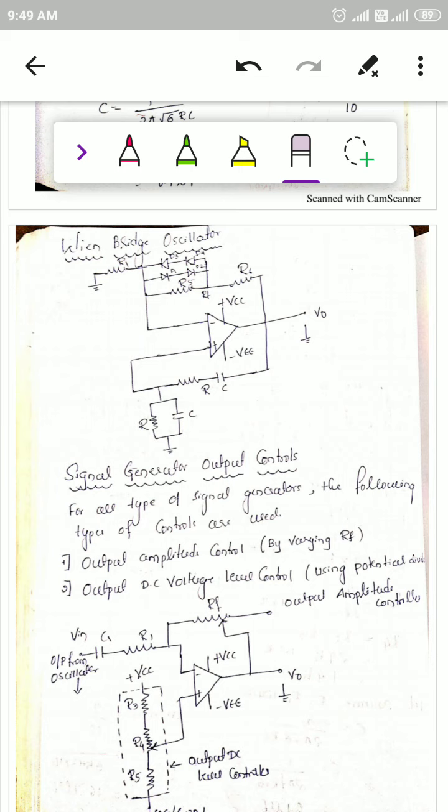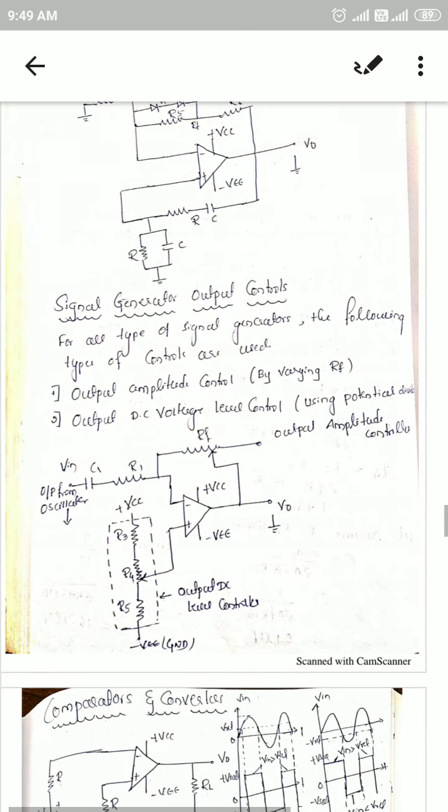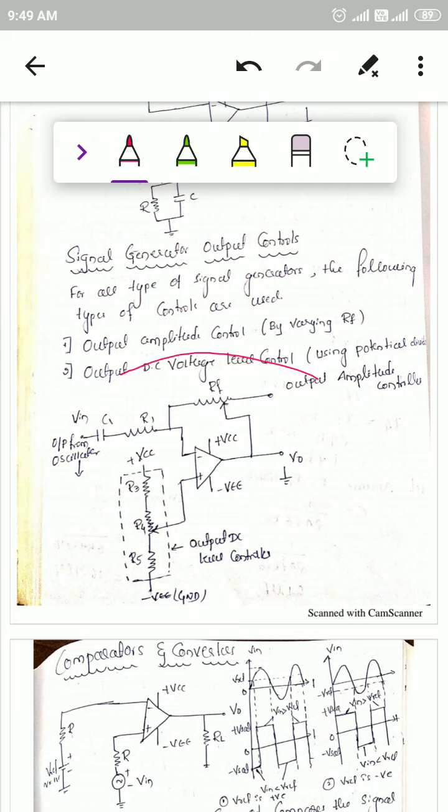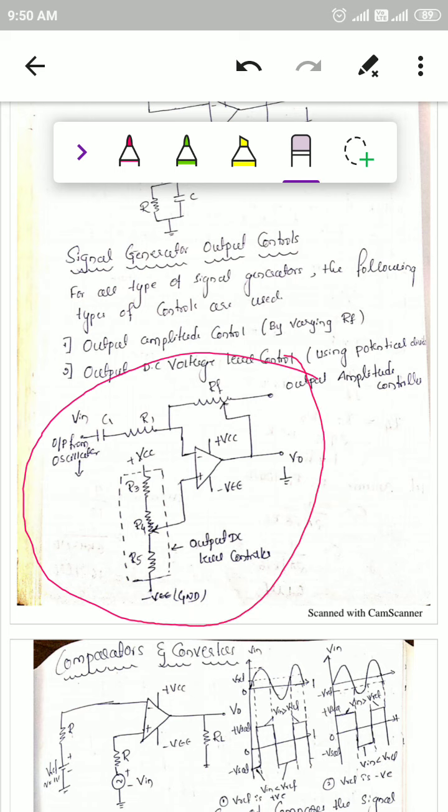Then another type: the signal generator output control. We have to control the output voltage of the signal generators. Signal generators are nothing but whatever we discussed till now, that is the triangular wave generator, sine wave generators, various types of signal generators we have studied. So they are the signal generator circuits, and here we have to control the signal generator output. This is the schematic representation of controlling the output voltage in the case of the signal generators.